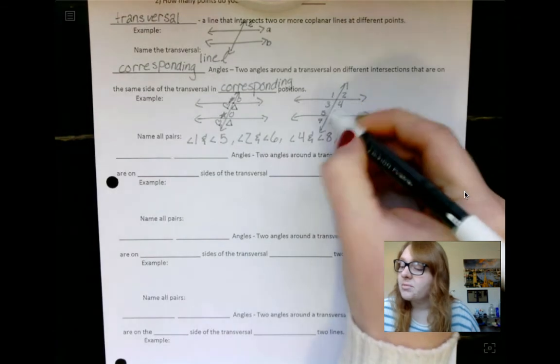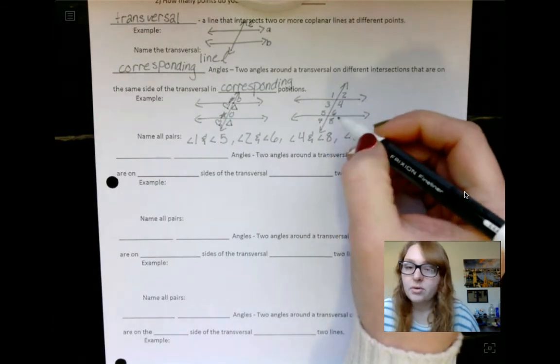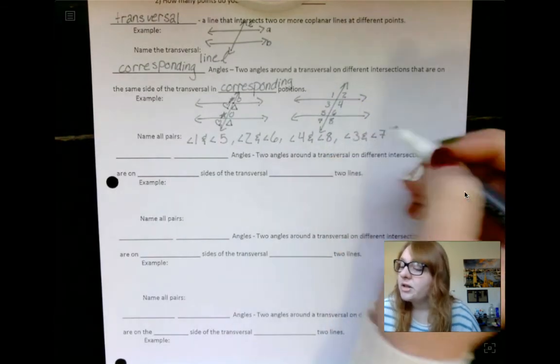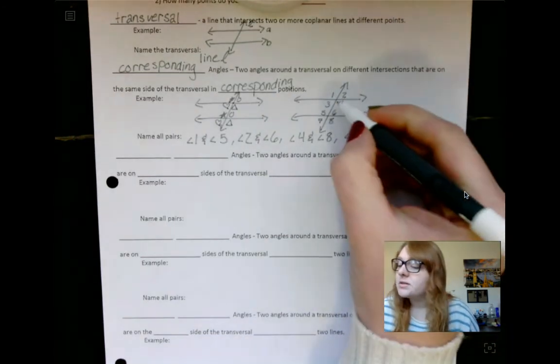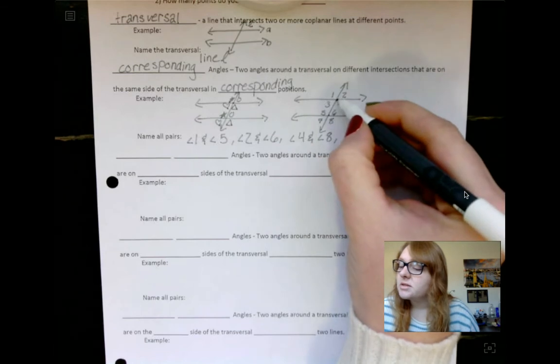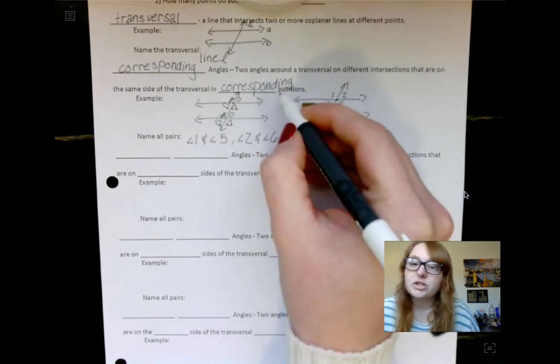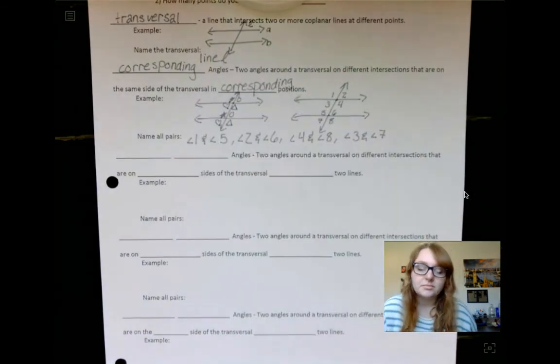Okay, so we're looking at top left in both intersections, top right in both intersections, bottom right in both intersections, and finally bottom left in both intersections. Okay, since they hit at the same spot, they are in corresponding positions, so these are corresponding angles.